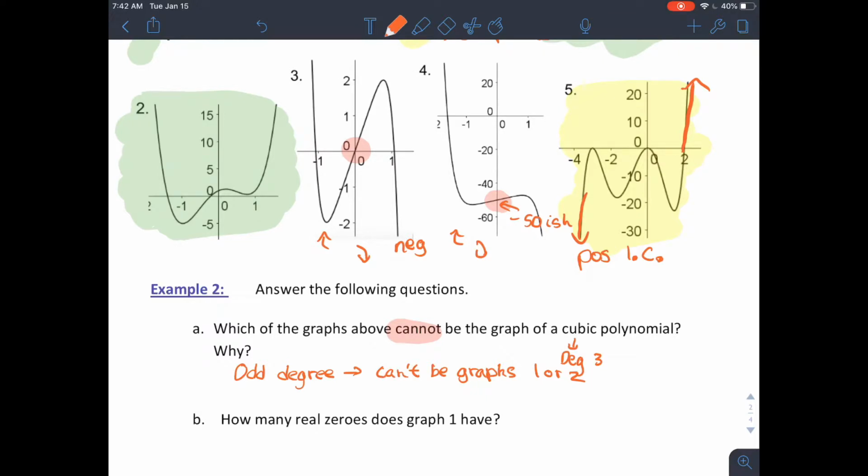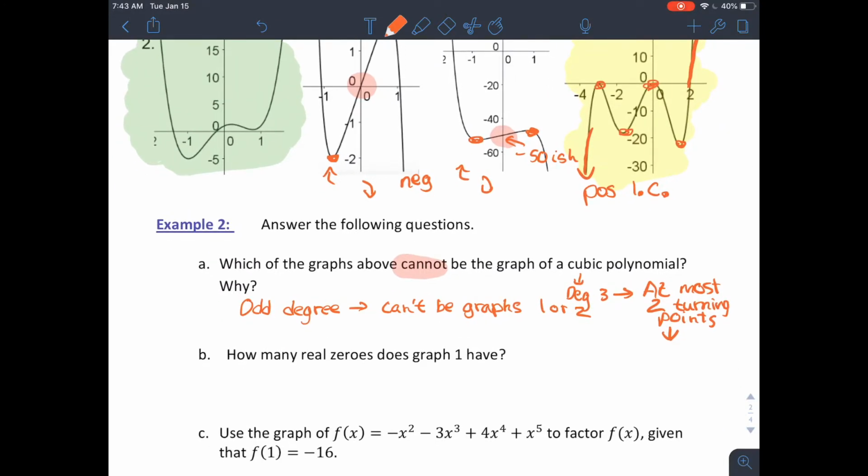The graphs 3, 4, and 5 are all odd degree, but if you think about the number of turning points, if this is a cubic polynomial, there can be at most 2 turning points. If you look at graphs 3 and 4, those have 2 turning points, so they could be cubic. But graph 5 has four turning points, which means this can't be graph 5. Graph 5 is going to have to be a higher degree odd polynomial. It can't be degree 3. It's got too many turning points.